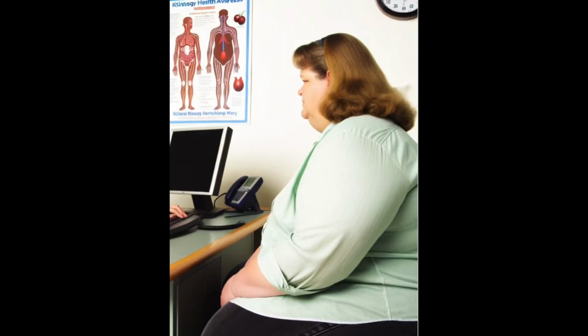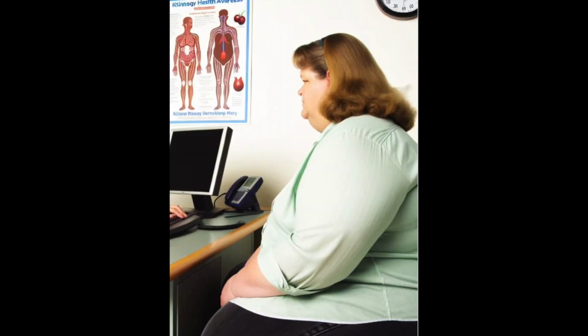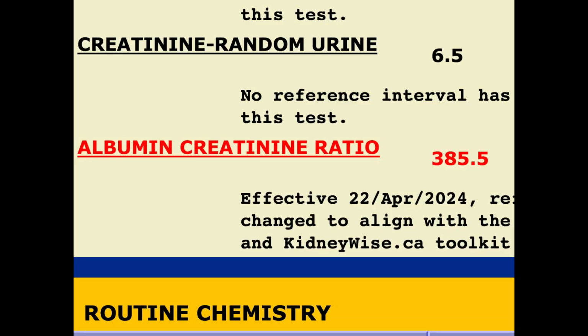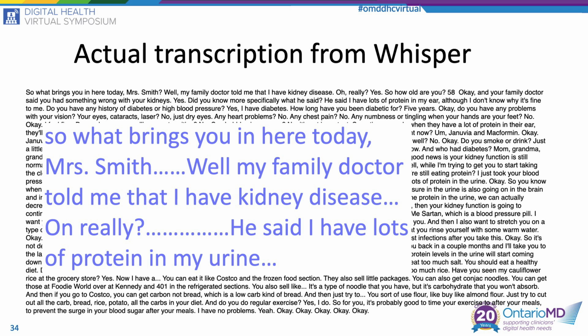What brings you here today, Mrs. Smith? Well, my family doctor told me that I have kidney disease. Oh, really? Yes. How old are you? 58. Okay, and your family doctor said you had something wrong with your kidneys. Do you know what specifically he said? He said I have lots of protein in my urine. I don't know why. So it goes on and on and on.